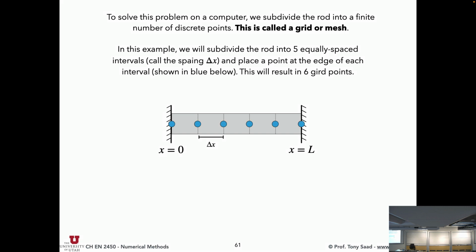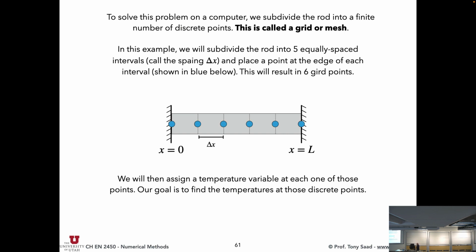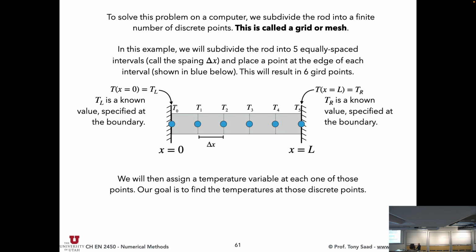So I place these points equally spaced. The spacing between them is delta x. That's the procedure. Next, we will assign a temperature variable. Bear with me. We will assign an unknown temperature variable at each one of those points. Remember, our objective is to find the temperature along the rod. We know the governing equation of temperature, which is the second derivative. The grid process tells us, let's try this: we will assign a temperature variable at each one of those points.